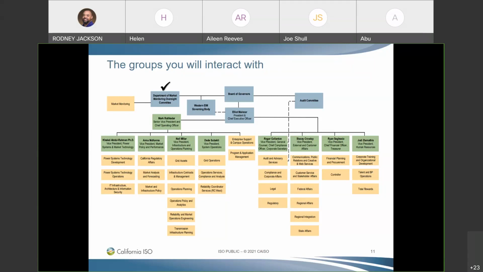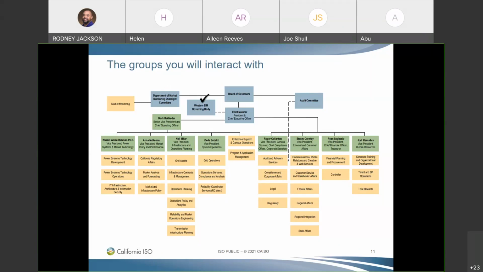Now, we also have the Audit Committee, tasked with providing oversight for the ISO's budget and financial operations. You guys know how the Audit Committee works. Make sure everything is right within that task.